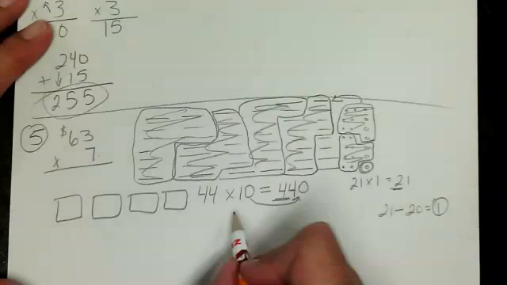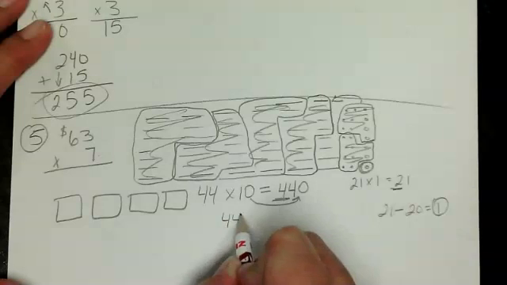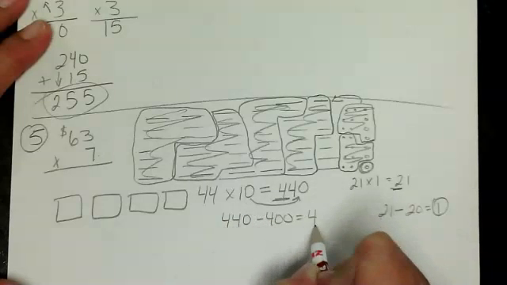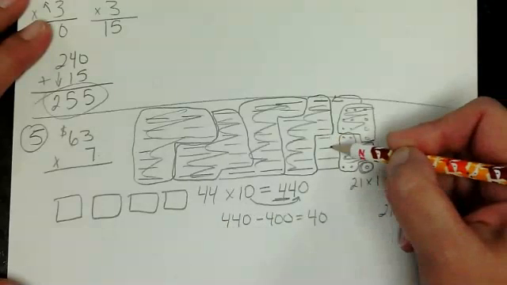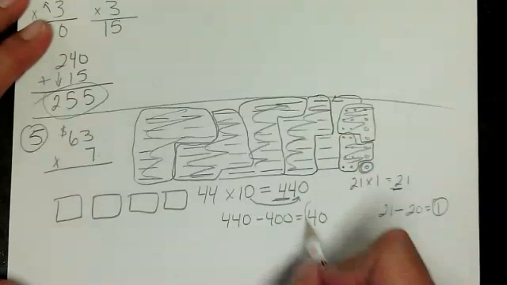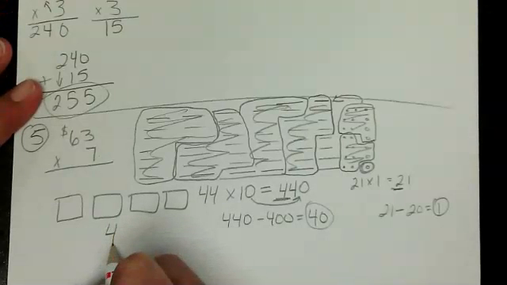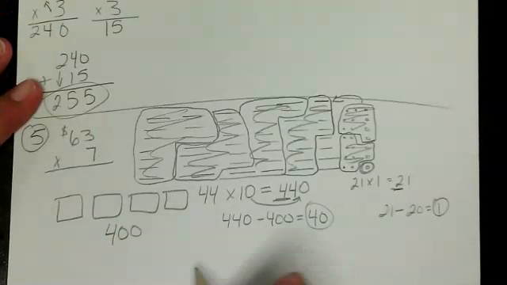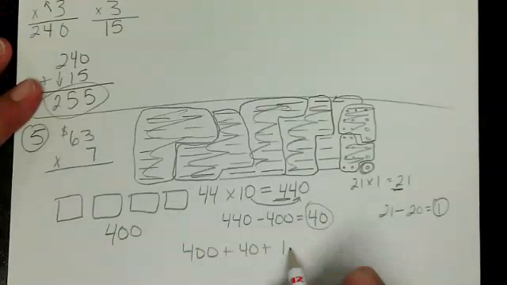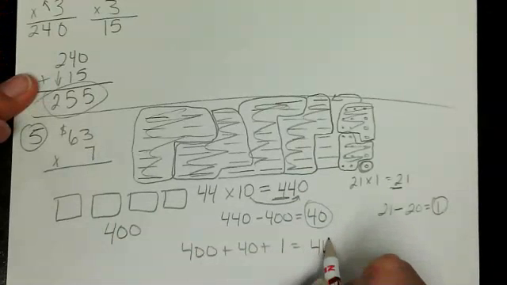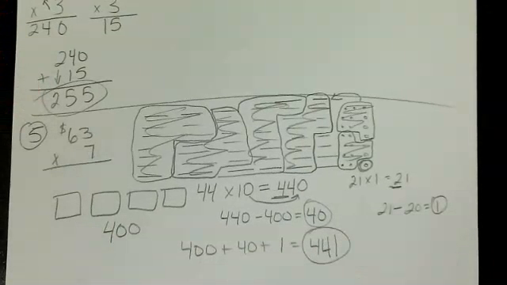How many tens do I have left? Well, I had 440, and I took away 400. That leaves me 40 left. 10, 20, 30, 40. All right, so how many hundreds do I have? I have 4 hundreds. Let's add this together. Don't forget your ones, they're important. I have 441 as my answer to 63 times 7.